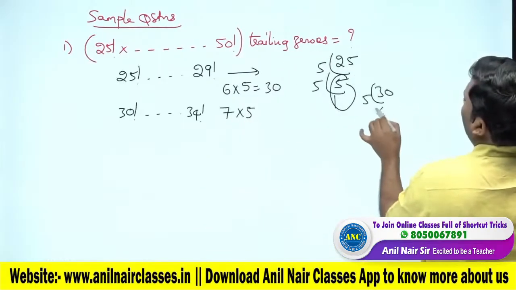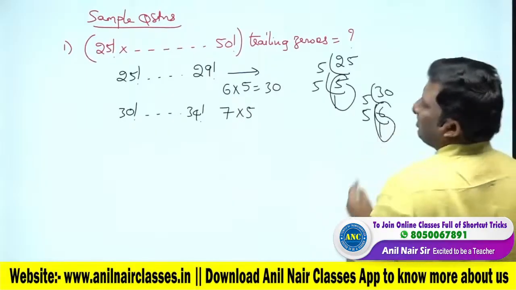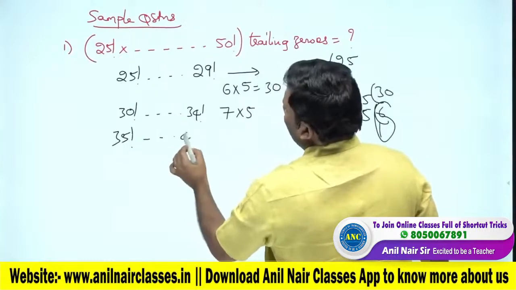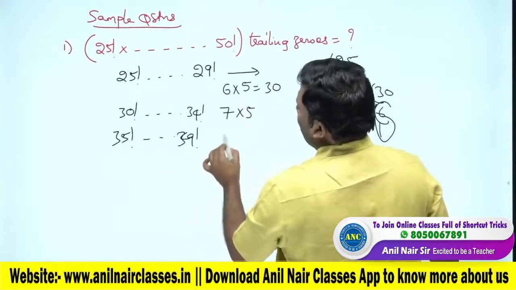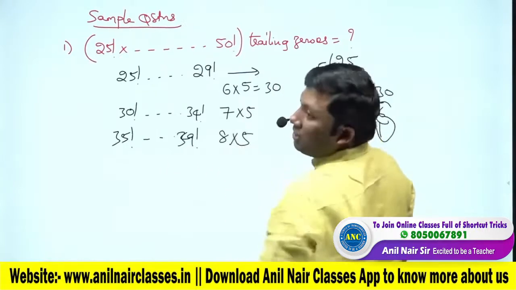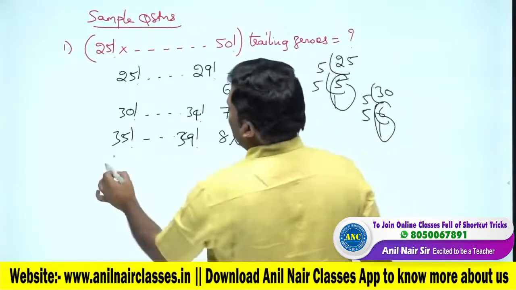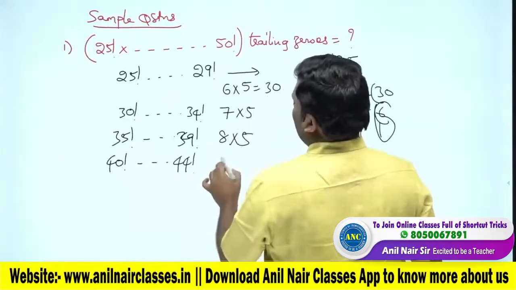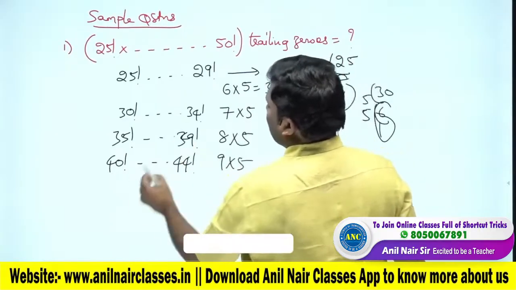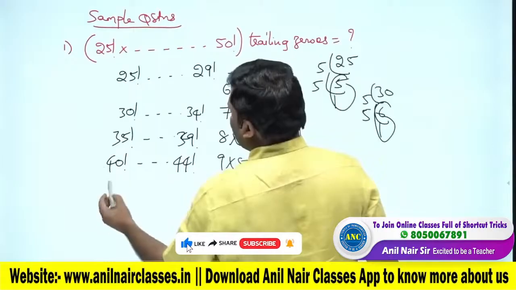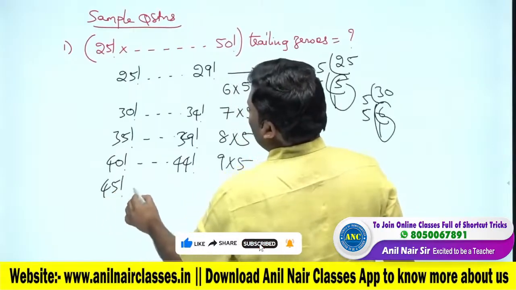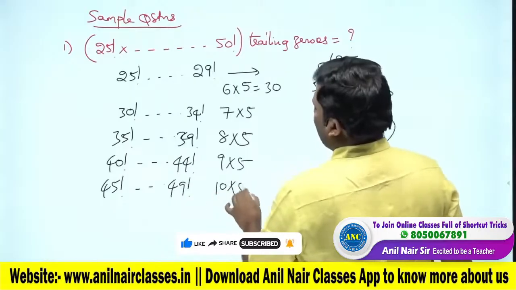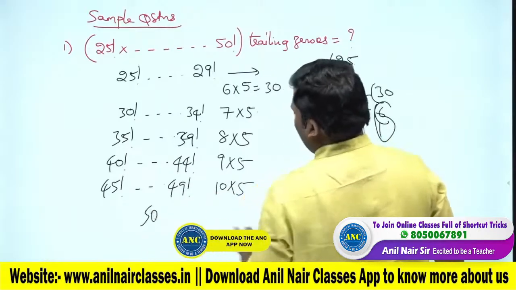5 6 are, 5 1s are. 6 plus 1, 7. Next, for 35 factorial till 39 factorial, the next number I will get 8 into 5. I hope you understood the idea. From 40 factorial till 44, the next number I will get, because there are no other multiples of 25 coming. 45 factorial till 49 factorial, 10 into 5.